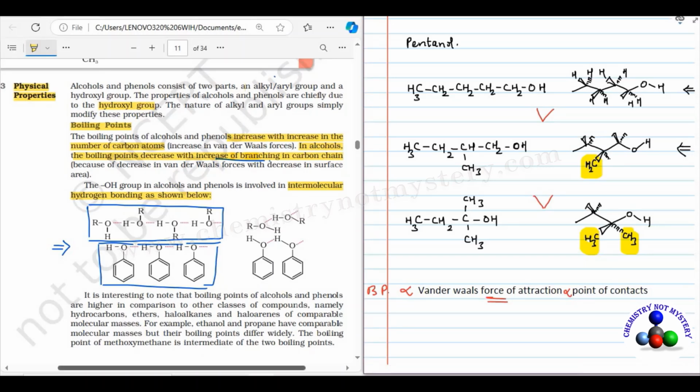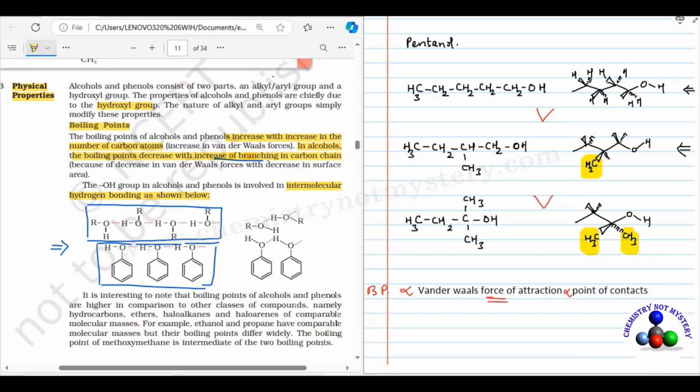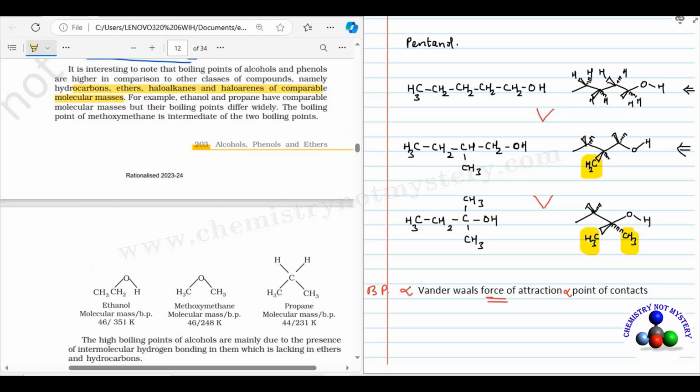Now let's read from the book. It is interesting to note that boiling points of alcohols and phenols are higher in comparison to other classes of compounds, namely hydrocarbons, ethers, haloalkanes, haloarenes of comparable molecular mass. For example, ethanol and propane have comparable molecular masses, but their boiling points differ widely. The boiling point of methoxymethane is intermediate of the two boiling points.